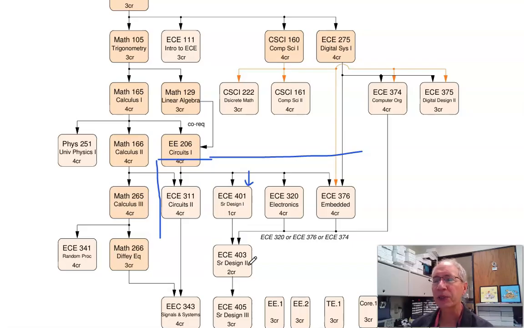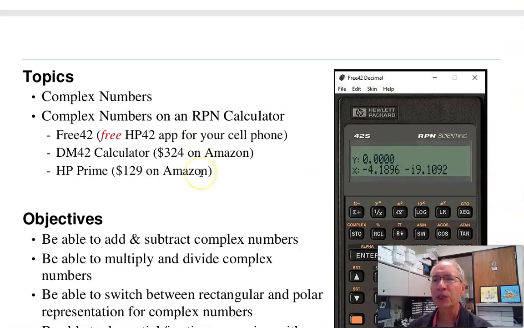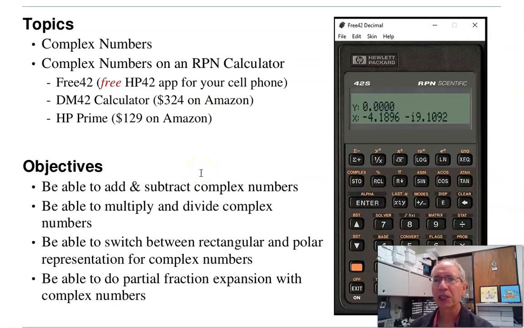So in electrical computer engineering, we kind of live and breathe complex numbers. They're really important. The topics that we're going to cover in this lecture would be complex numbers, of course, as well as complex numbers on an RPN calculator.